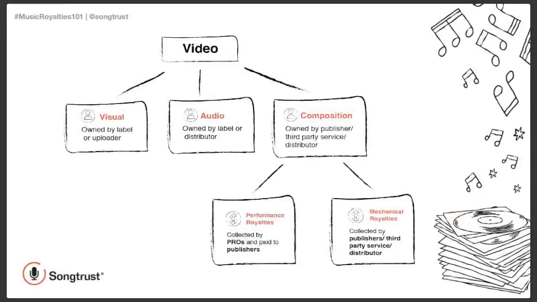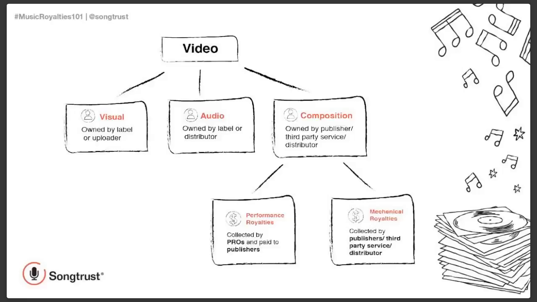So to break it down a little more on how a video is monetized on YouTube, there are 3 different components to a video that can be monetized. There's the visual, the audio, and the composition. So the visual part, the video itself, is typically owned either by the person who uploaded the video or maybe by a label if it's an official music video. The audio portion, that's the master recording that we talked about earlier, that's typically owned or controlled by a label or by a distributor.